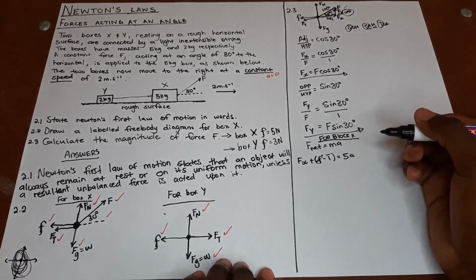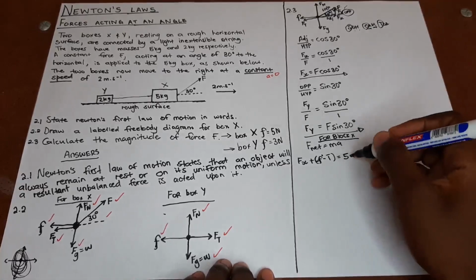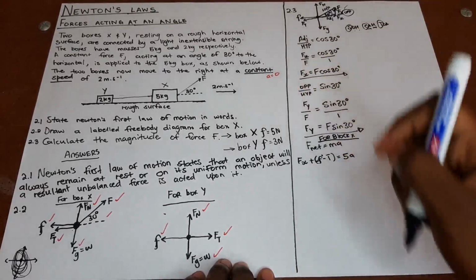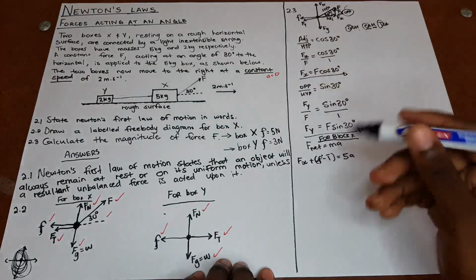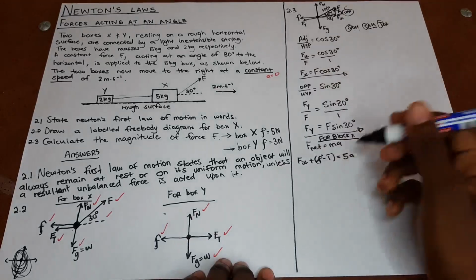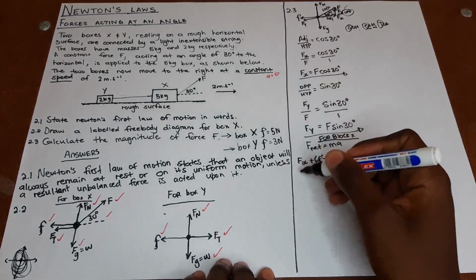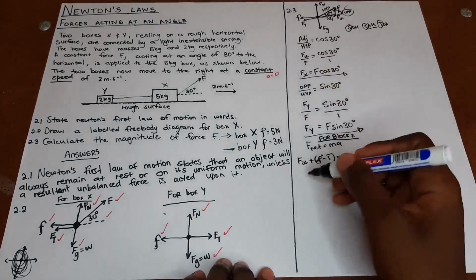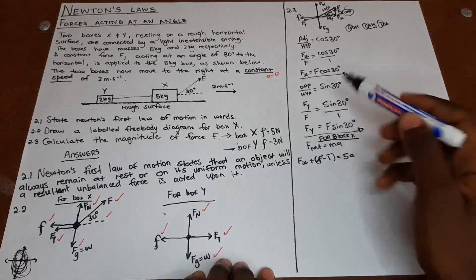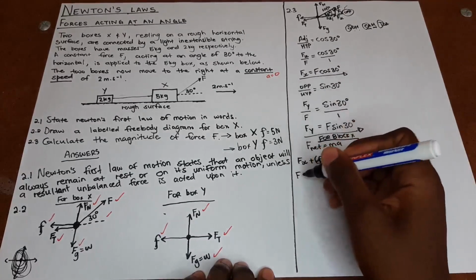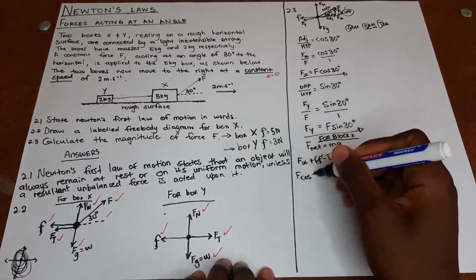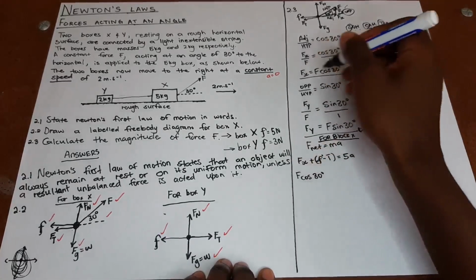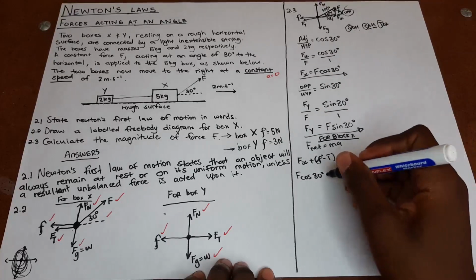Our acceleration is equal to 0 because it's on a constant velocity. So, what's Fx? Fx is equal to F cos 30 degrees. So F cos 30 degrees. Okay, Fx equals, that's how it goes.